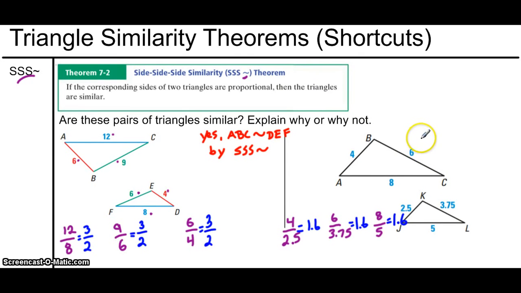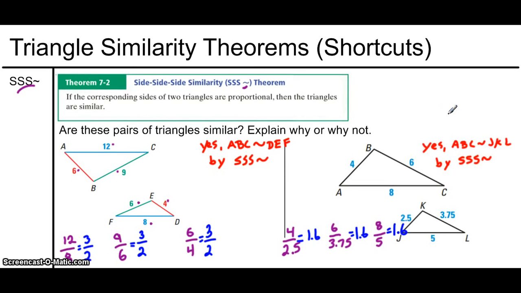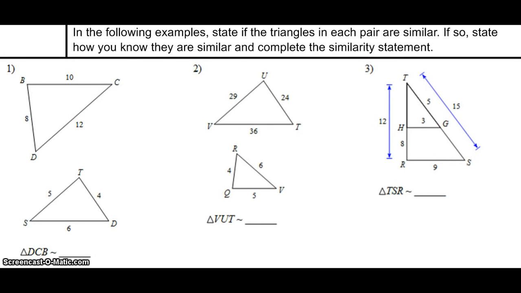Again, I'm not going to need to check the angles because I'm going to use the side similarity theorem. And our explanation is yes, triangle ABC is similar to triangle JKL by the side similarity theorem, or shortcut as you might call it. I'd like you to try practice problems 1, 2, and 3 on your own.